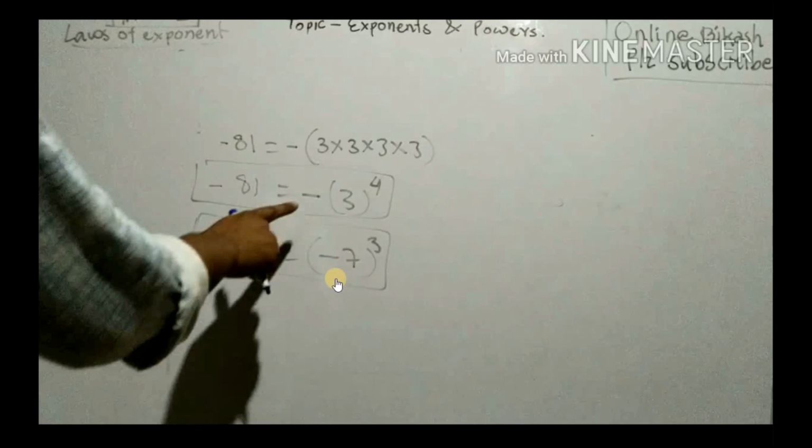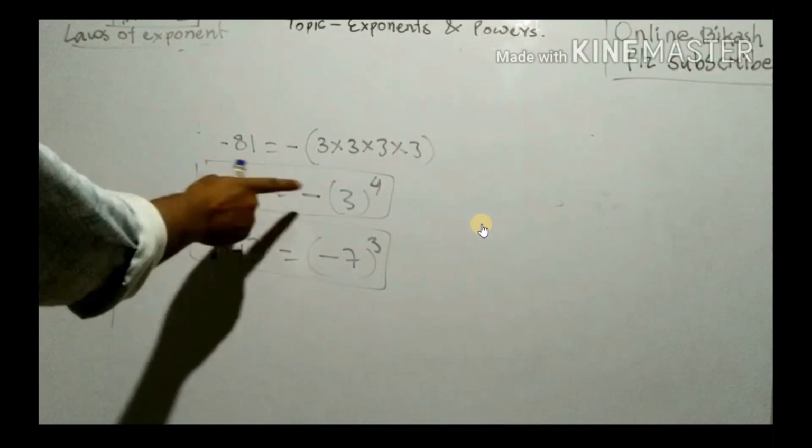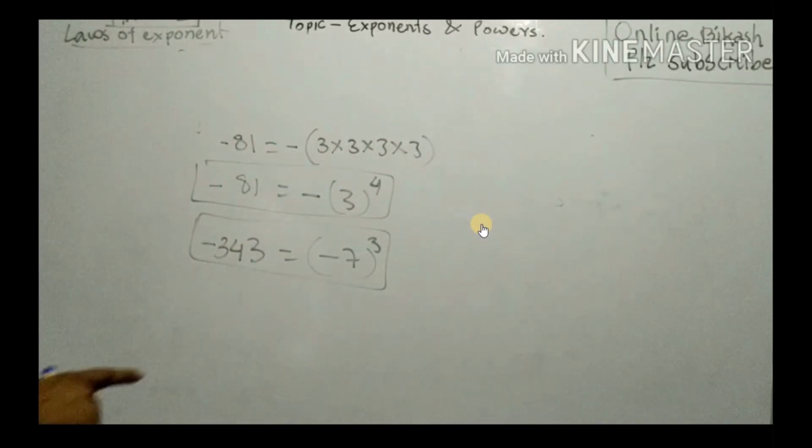And in case of this one, minus 7 whole cube, we learned what? Whenever the base is negative and the power is odd, there will be the minus sign. So that's why the minus sign is put inside the bracket whenever we get an odd power. But in this case we got an even power, so we need to put this minus sign outside the bracket. If we put it inside the bracket, we were wrong. Is it clear with this one? Look at these things again and try to understand. If you have not understood, then pause the video and try to understand it again.